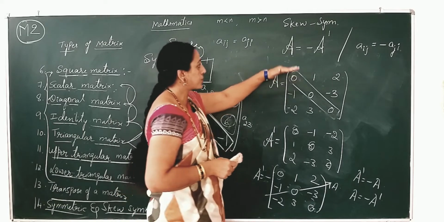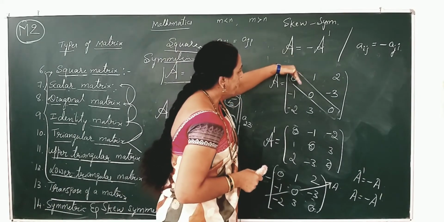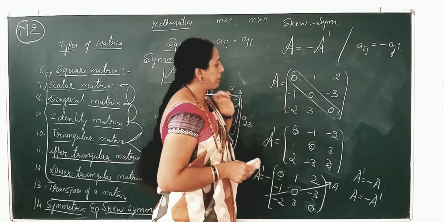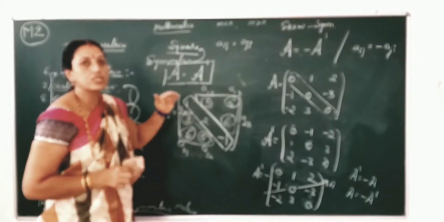But in case of a skew symmetric matrix, diagonals are always nothing but 0. Upper and lower part of the diagonals change with their sign.